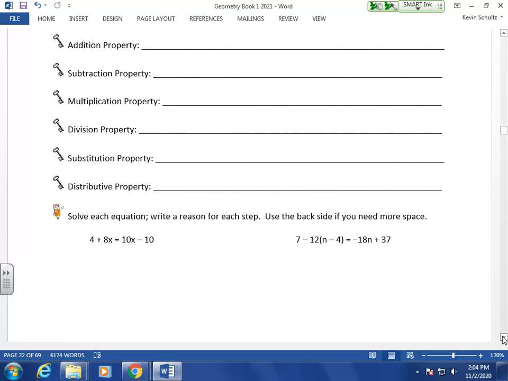So the addition property. If A equals B, then A plus C equals B plus C. Shocking news, I know, right? If A equals B, then A plus C equals B plus C. Basically saying that if you add the same thing to both sides of an equation, the value doesn't change, right?